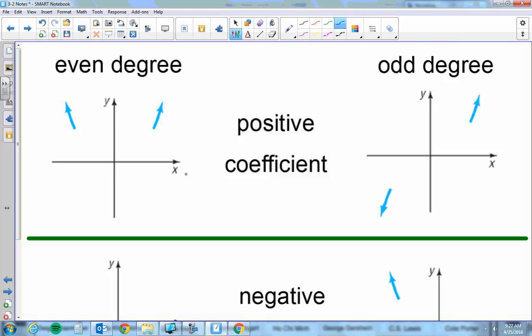Now, your models, I just want to remind you of this. Your two base models, if it's an even degree, it's going to look like a parabola in the long run. It doesn't mean it's going to connect like a parabola in the middle, just in the long run it'll act like a parabola. Where if it's odd, it looks like x cubed.